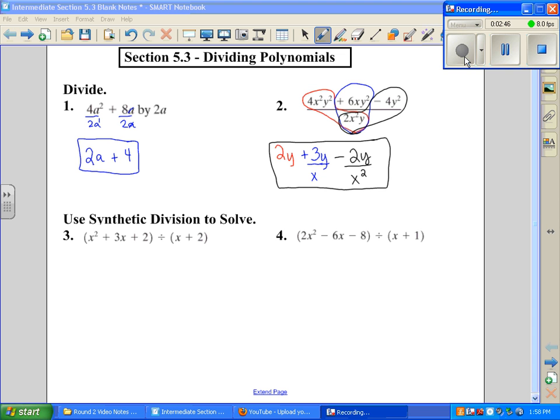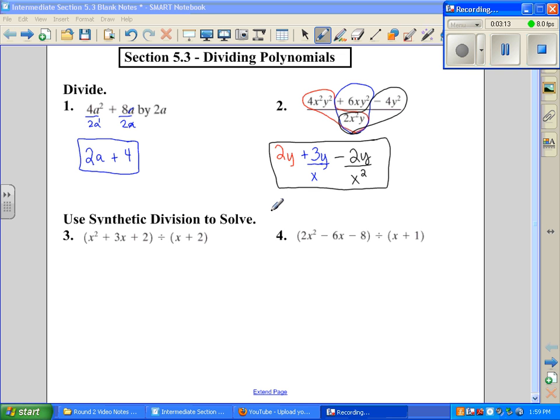There's a couple of things we need to make sure that we do when we set up synthetic division. First of all, it's division by a binomial. And we want to make sure that our dividend is in descending order according to the exponents of the variable. So x squared, then an x to the first, and then a constant. So since these are in order, they're ready to go. And there's no missing place values.